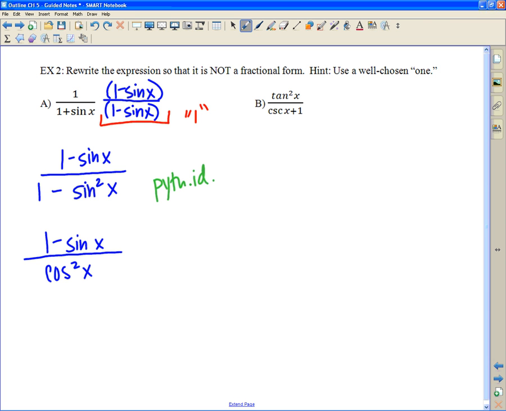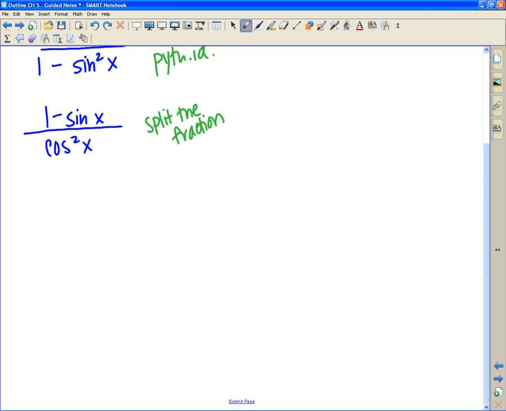Now the whole idea was that this is not supposed to be a fraction, and right now it still is. We've multiplied by our conjugate. That didn't solve our problem. Now you guys are going to encounter a thing that we do that's called split the fraction. Very helpful tool. You guys see 2 terms on top and 1 on the bottom. As soon as there's 1 term on the bottom, you can separate the terms on the top. 1 over cosine squared x minus sine over cosine squared x.